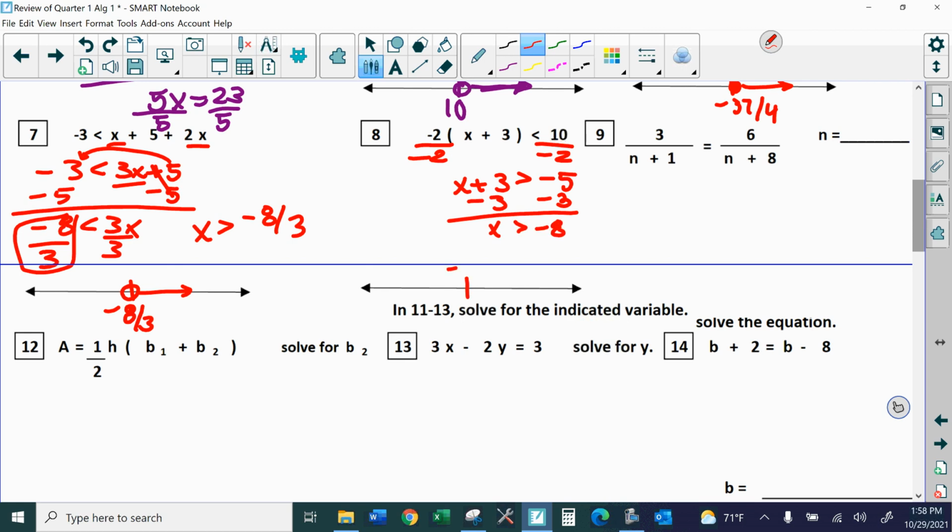Since there's no room down there, I can put the -8 up here. Open circle, because there's no equal sign. Greater than is to the right.